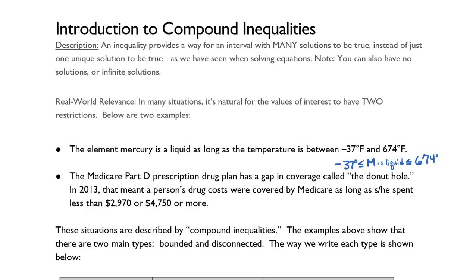Notice also that my inequalities always point to the left. That means the smaller values are always to the left because we read inequalities from left to right, and on a number line, the smaller numbers are on the left and the bigger numbers are on the right.